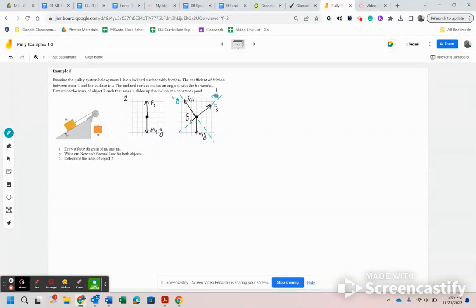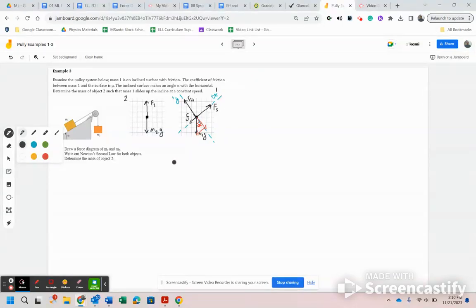I am going to call the positive direction the direction of motion. And since the acceleration is 0, we're not going to have to worry about the direction of acceleration too much. And I'm also going to draw my components. So this is going to be the components of the earth, and this here would be my angle alpha.